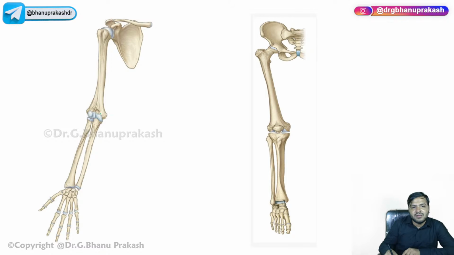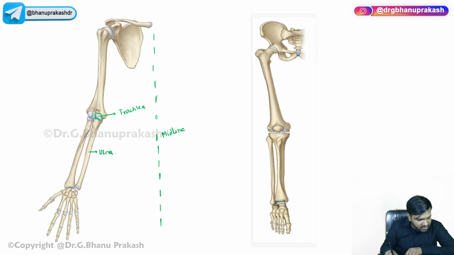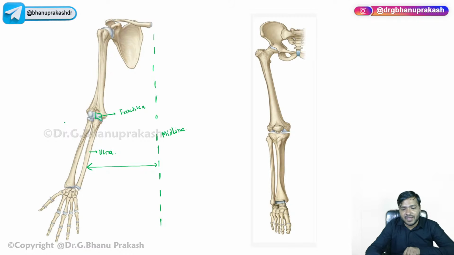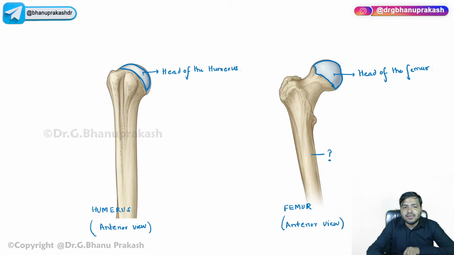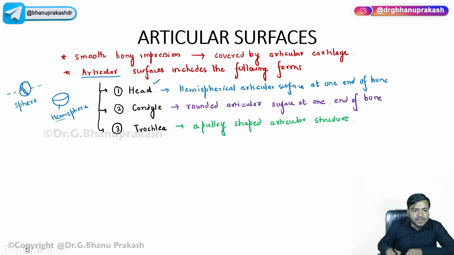If you just see over here, you can see the trochlea. I hope you can very well appreciate this trochlea. This is the normal anatomical position. Suppose this is the midline of the body, so you can very well see that this particular ulna is lying closer to the midline and the trochlea is also medial. So the trochlea will be joining with the trochlear notch of the ulna to form the elbow joint, right?